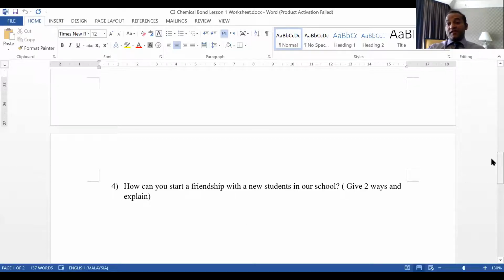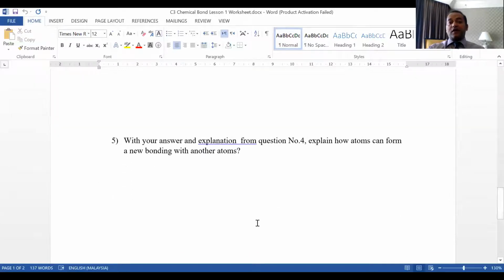Then with this question, now with your answer and explanation from question number four, explain how atom can form a new bonding with another atom. So it comes back to the idea just now when some students say, I like to have some pizza, or I like to borrow the bicycle. I like to show them that in forming a bond, there are ways.